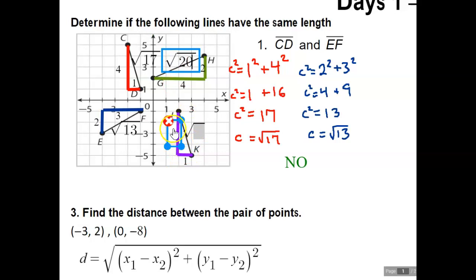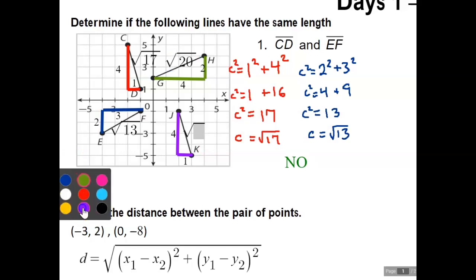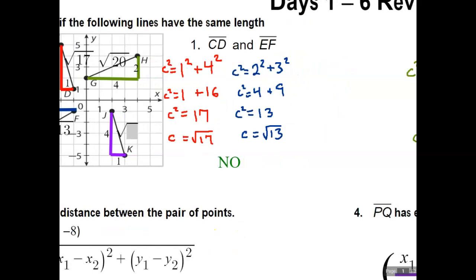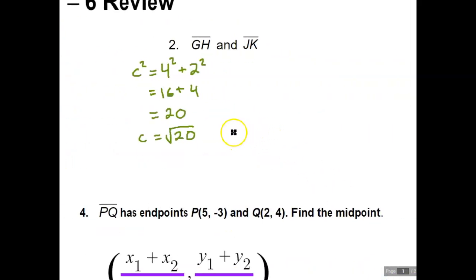Okay, and then we have JK here, which is 1 and 4. So it's very similar to CD here. So it'll look identical and be the square root of 17. So go over here and say c is equal to square root of 17. So these as well are not congruent.